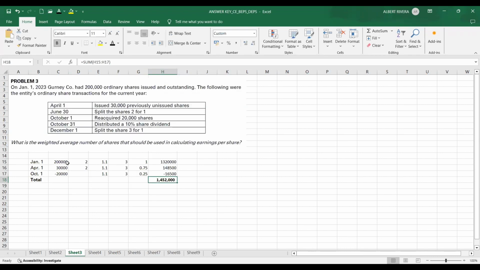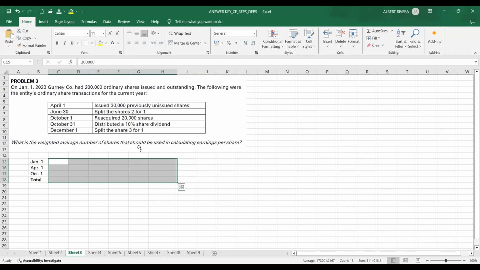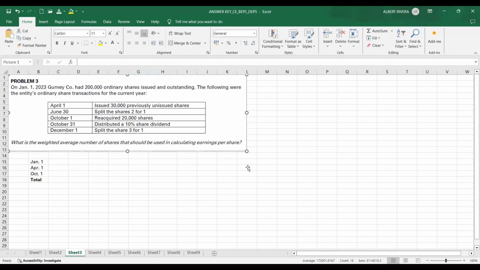But how about problem 3? In problem 3, the requirement is also to compute the weighted average number of shares outstanding. These are the effects: the 200,000 is here. They issued 30,000 here. The split applies times 2 to those outstanding. They reacquired treasury. They distributed stock dividends, which is times 1.1 times 1.1 times 1.1. Then another split, 3 times 3 times 3 times 3. Okay, let's try. With this problem 3, can you please try computing in the next 1 minute?